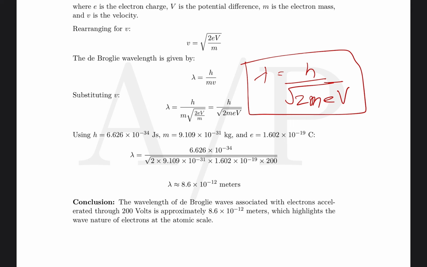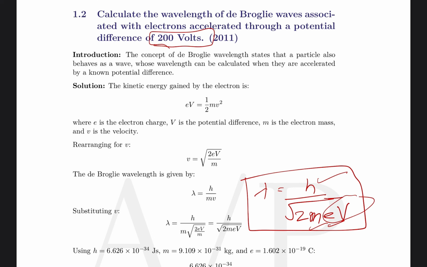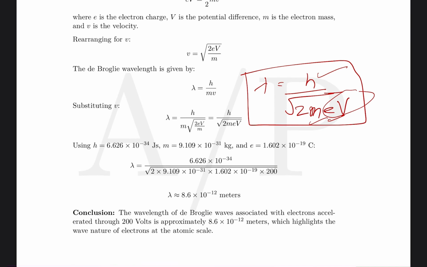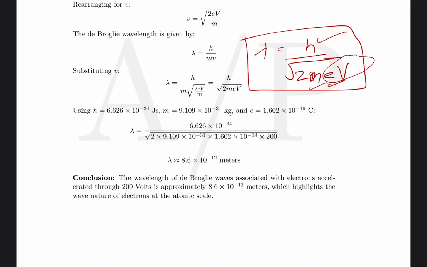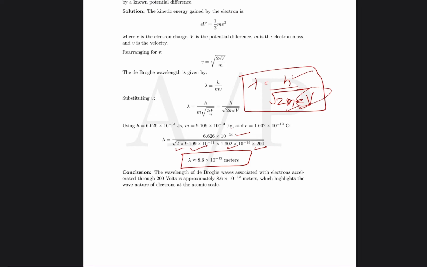Now what we simply need to do is put the values of the respective constants h, m, e, and the potential we are given as 200 volts. If the voltage had been in electron volts, we would have changed it into the respective quantities, but here it's fine, so we'll keep it. So lambda: we put the value of h, then 2m, the mass of the electron, then the charge of the electron, and finally the potential difference. The numerical value comes out to be 8.6 into 10 raised to the power minus 12 meters. So this is the wavelength when an electron is accelerated through a potential difference of 200 volts.